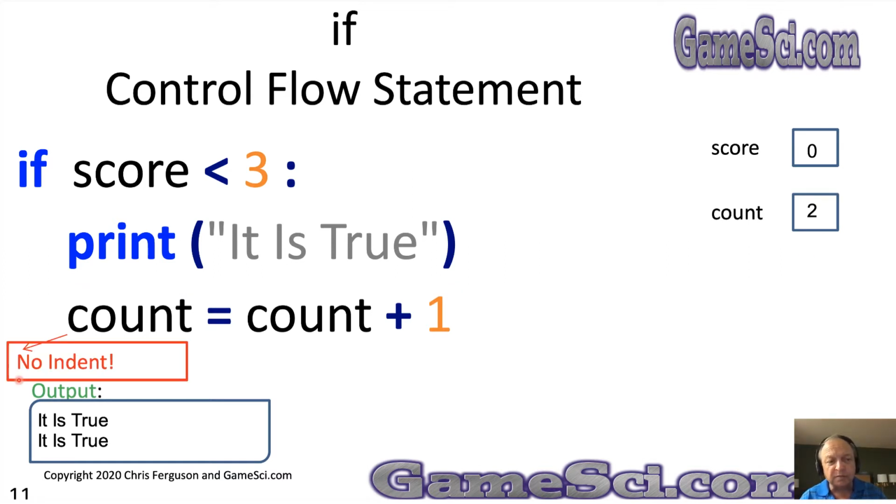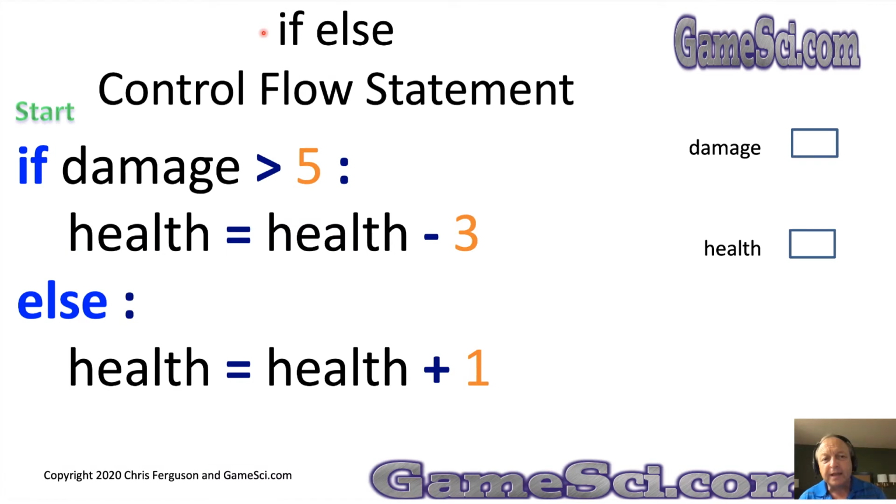As soon as you hit some code that's not indented, that is outside the if statement, you'll go on and execute the code after the if statement that's not indented. There you have it. That's the if statement. It's pretty easy. It's sort of a binary choice. Either we're going to execute the indented code or we're going to skip. Next up is the if-else control flow statement.